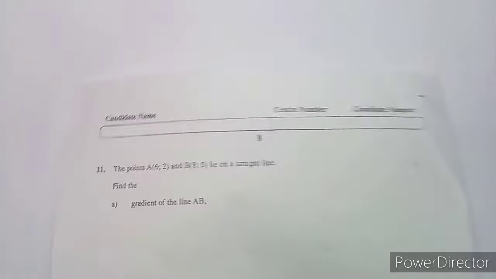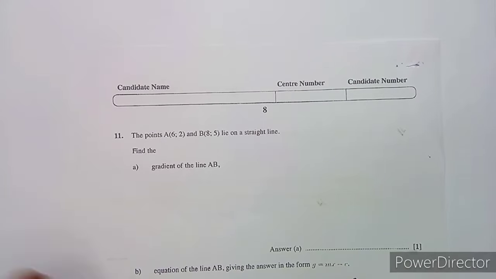So on number 11, we are given that there are points which are on a straight line, which is A and B.